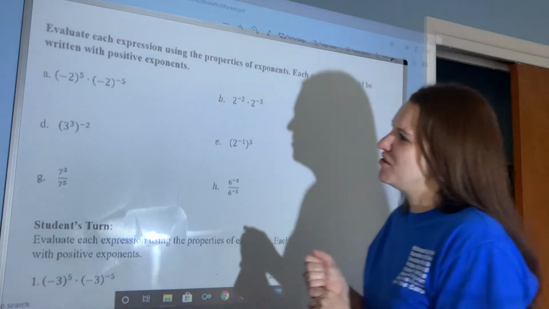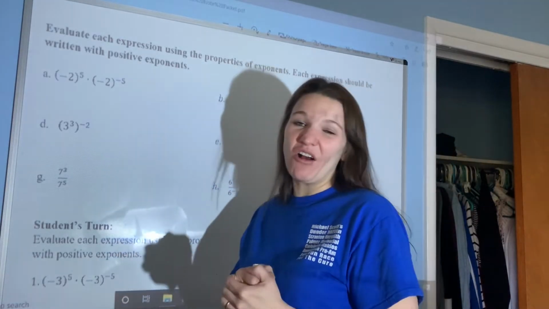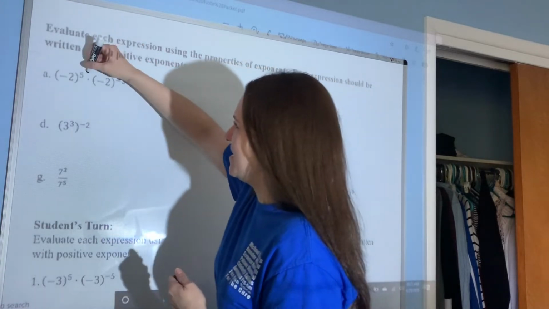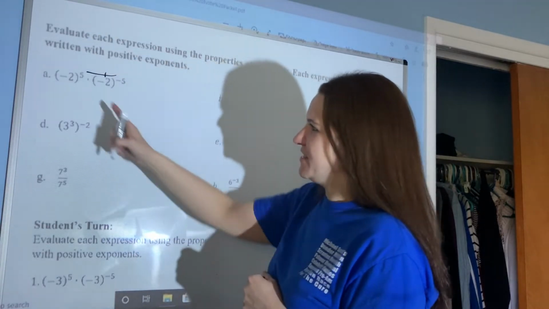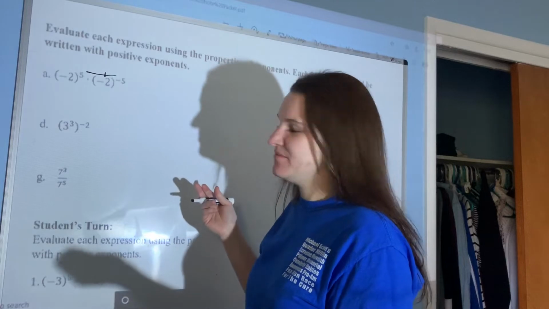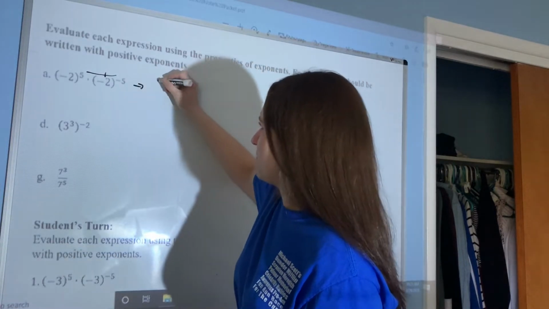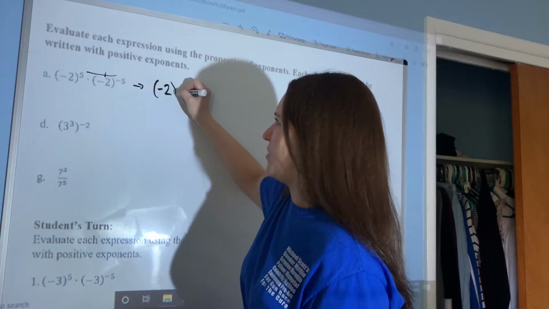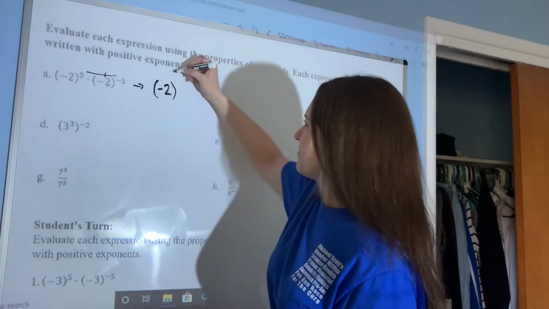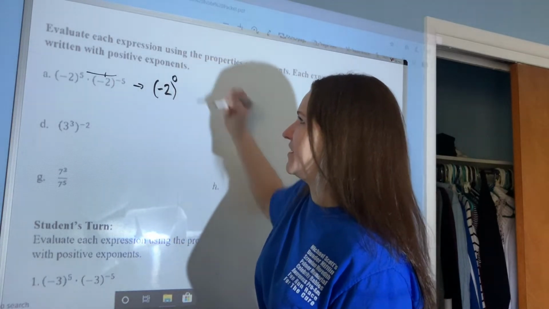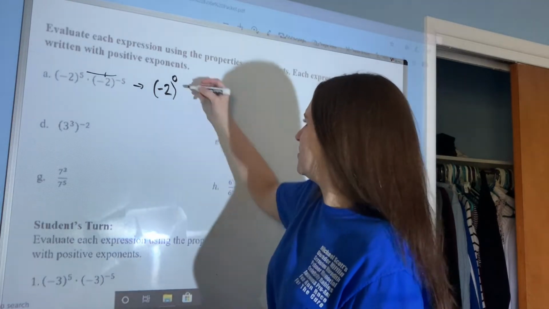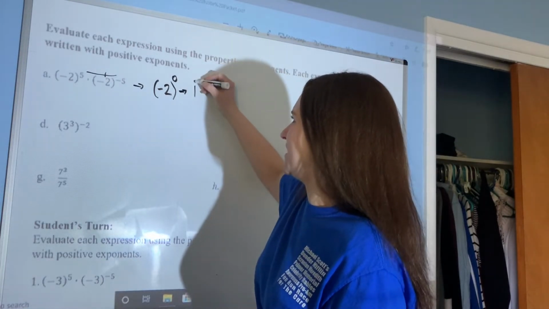For letter A, the base is the same. We're multiplying across, so we're gonna add our exponents. If we add a positive 5 and a negative 5, we're gonna have nothing, 0. So our base is staying the same. We added those two numbers and got 0. So that means that this answer is 1.